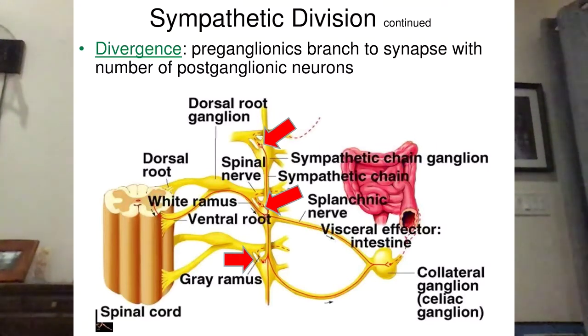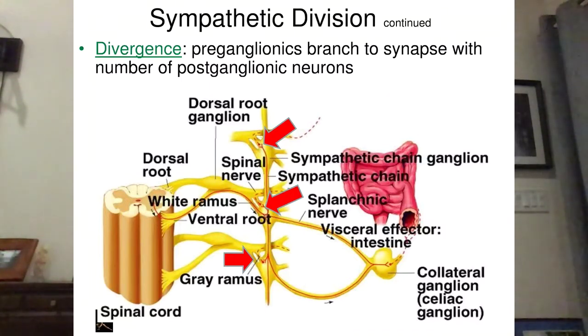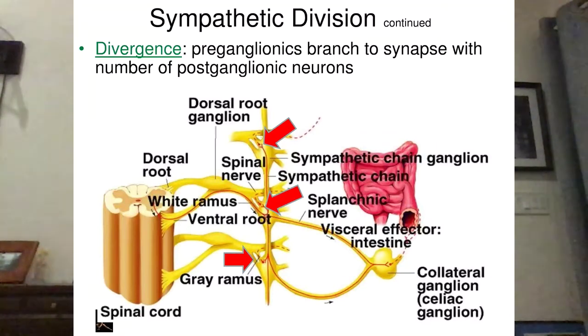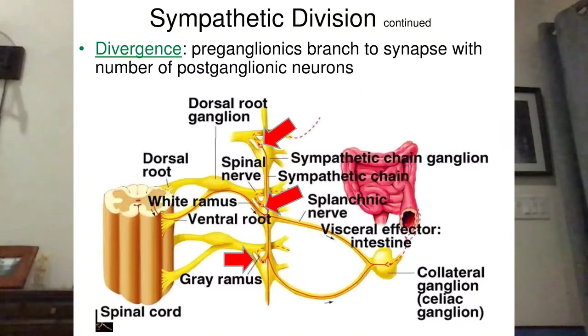You might constrict others all at the same time. And this is where that concept of divergence comes in, right? So in divergence, that single preganglionic neuron could branch and synapse with a number of postganglionic neurons in different sympathetic chain ganglia. So I put those red arrows there to show you that that single preganglionic neuron is actually branching and synapsing. This picture is showing us 3 different postganglionic fibers. So that's how we can get this mass response.